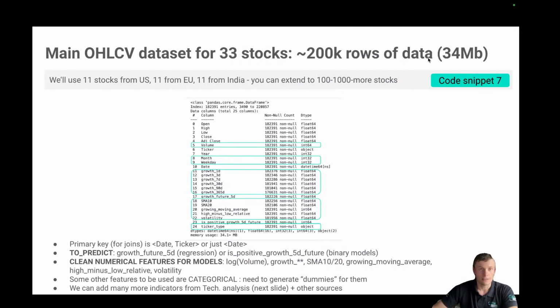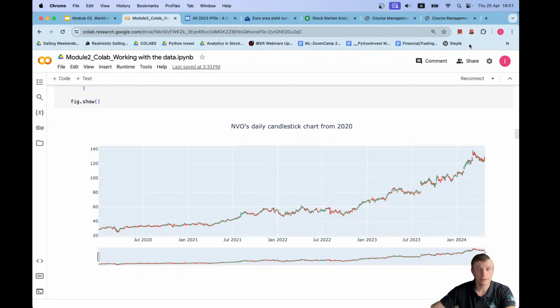So this is our main code snippet for today. This is how you can get the data for 33 stocks. And thanks for someone asking question about India stocks and European Union stocks. This time I decided to combine 3 different markets together, and hopefully we can get a better data set. So, code snippet number 7.